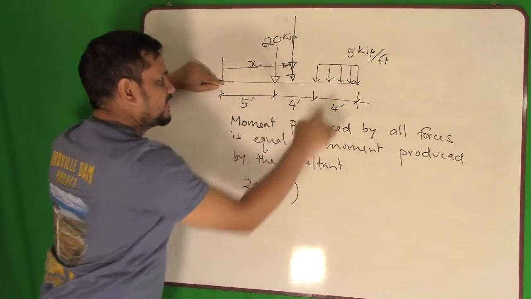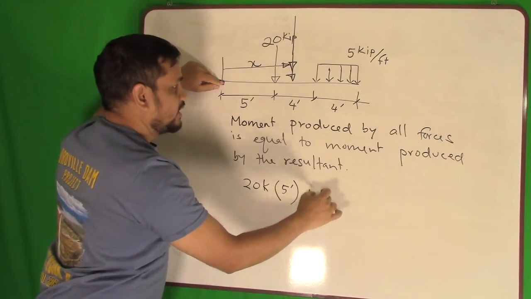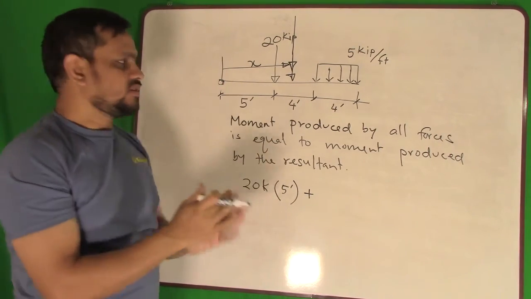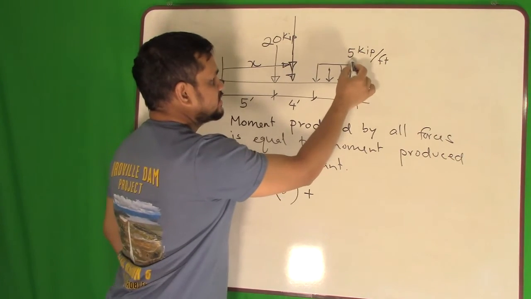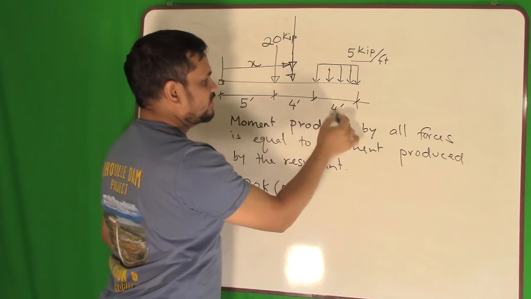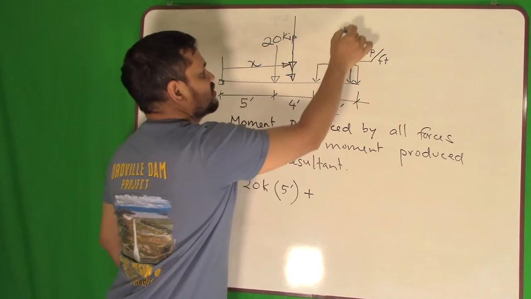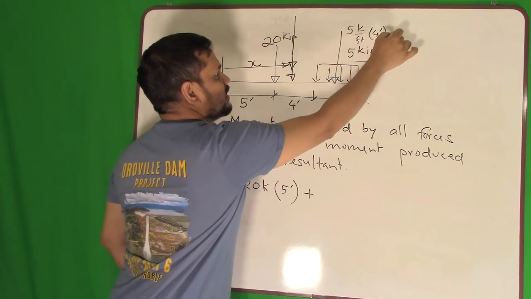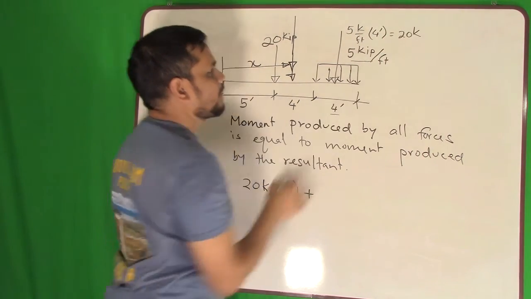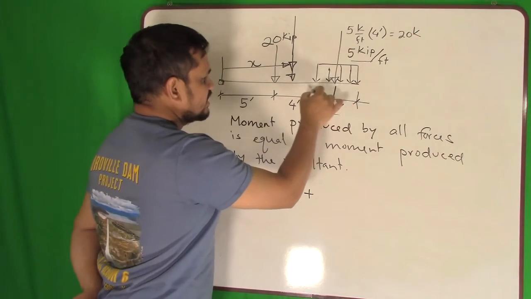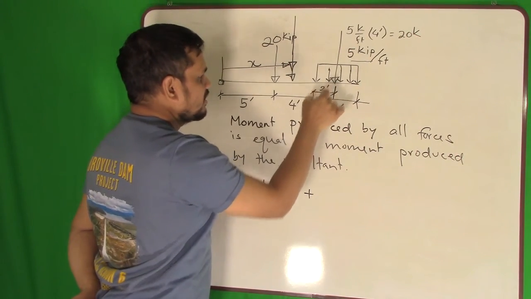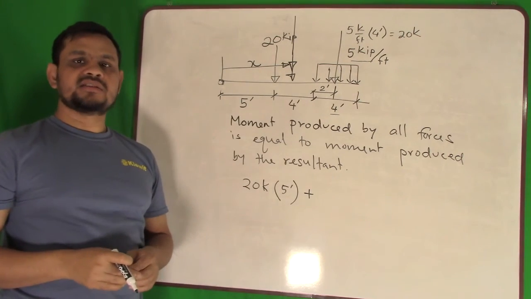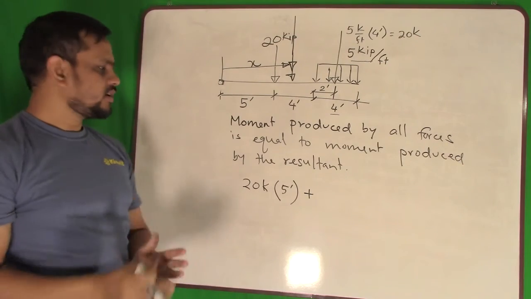And then the moment produced by this is how much? This is a uniformly distributed load. We can convert it into a single load. So we can assume that this 5 kip per feet over 4 feet is working here: 5 kip per feet times 4 feet equals 20 kip. Where is it acting? In the middle of it, 2 feet, half of 4 feet. How do we know? Because it is a rectangle. The centroid of a rectangle is at the middle.